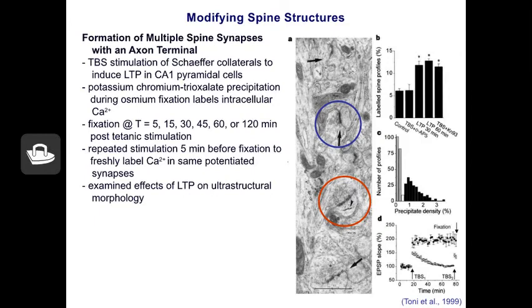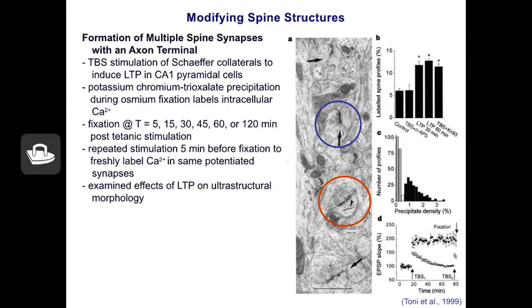Now, in this set of experiments, Toni and collaborators applied theta burst stimulation to Schaffer collateral inputs to CA1 pyramidal cells, as we've seen so often before. But they did something very smart, and I love smart experiments. They described their technique as potassium chromium trioxalate precipitation during osmium fixation. Okay, that's a mouthful. So would you like me to translate?